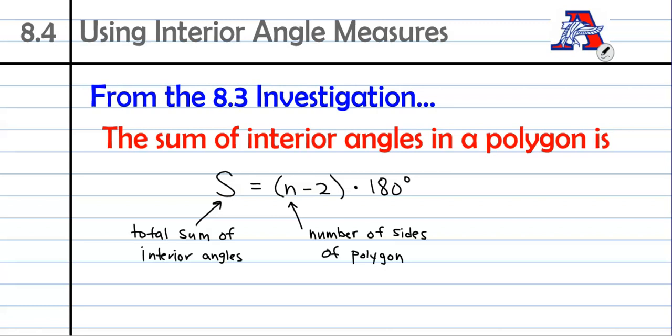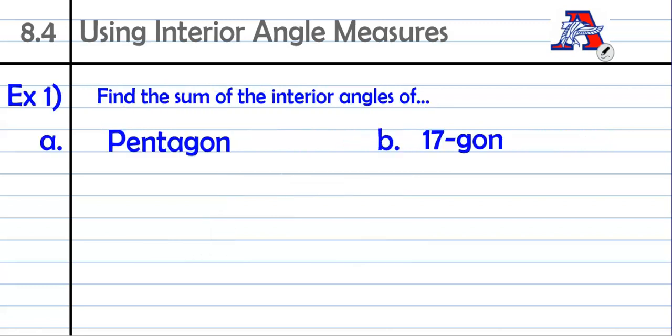All right, so we're going to be using that formula as we go through this lesson, so it's important that you have that down and you're able to use it. So the first two examples ask us to find the sum of the interior angles of a pentagon and a 17-gon. So a pentagon, we need to first write down the number of sides, so n. n is equal to 5 in a pentagon.